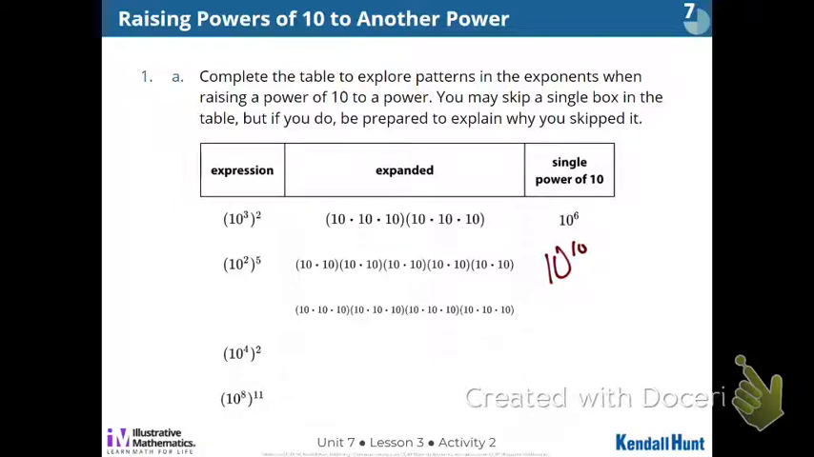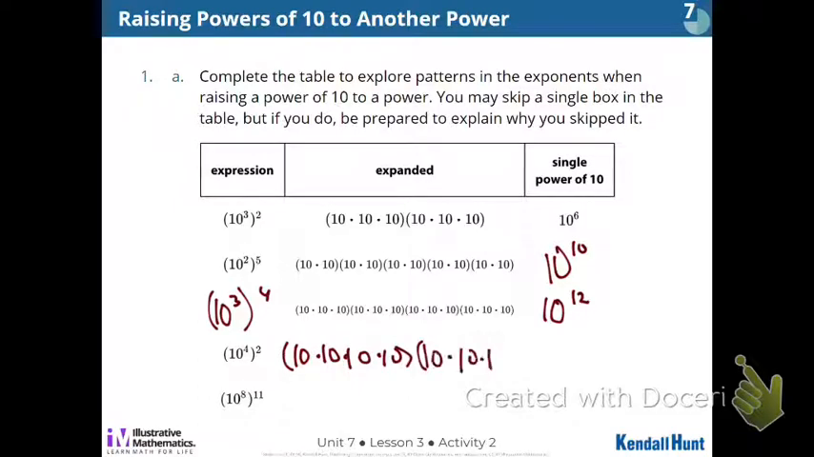So fill out the rest of the table as a group. Here we go. 10 to the 4th squared means 10 times 10 times 10 times 10 times 10 times 10 times 10 times 10 for a total of 10 to the 8th. Who can give me 10 to the 8th, the 2 exponents, a different way? Anybody else get it a different way? Yeah, Brandon.